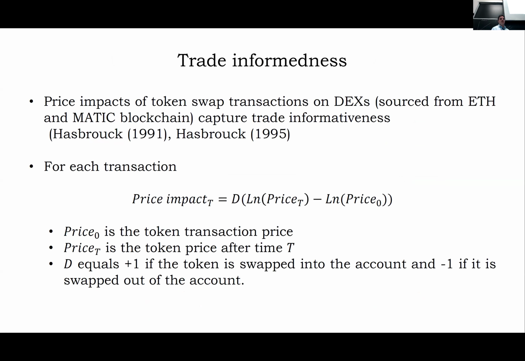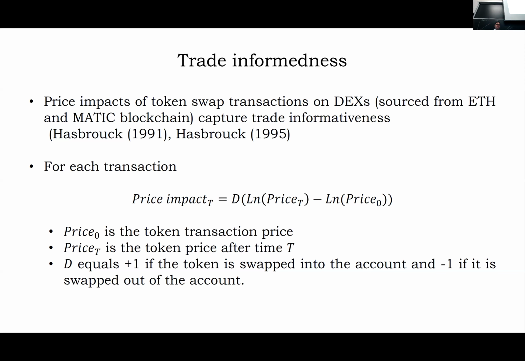Okay, so now let me measure the price impact, which is, again, my measure of trade informedness. I look at the price impact of transactions on the exchange. The transactions that I consider are executed on the decentralized exchange, swapping the native Ethereum token or the native Polygon token, which is called Matic. Matic is basically the native token of the Polygon blockchain.